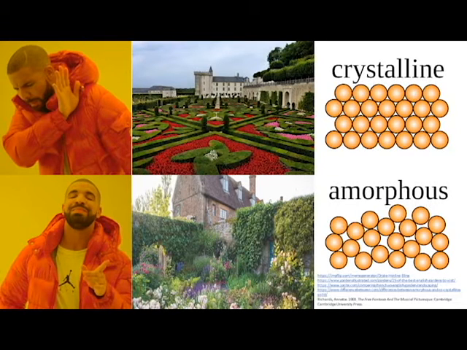This brings me to the materials I am researching, disordered amorphous solids. The top right picture illustrates a crystalline solid where the atoms are arranged in a symmetric, ordered arrangement. Meanwhile, the bottom right picture is an amorphous solid where the atoms are disorderly arranged.